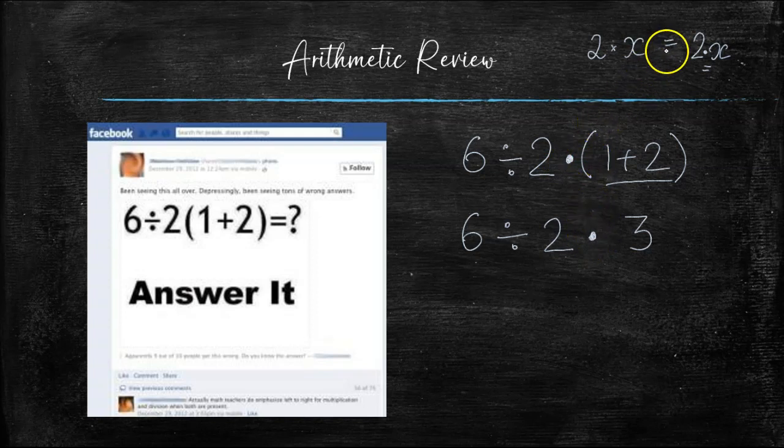And the fact that it was implied doesn't mean it has a higher ranking. It has the same ranking as division. So now we're going to perform division and multiplication from left to right in the order that they appear. So the final answer is 9. And if you go to thousands of these discussions on Facebook, you'll see that not everybody will agree with you.